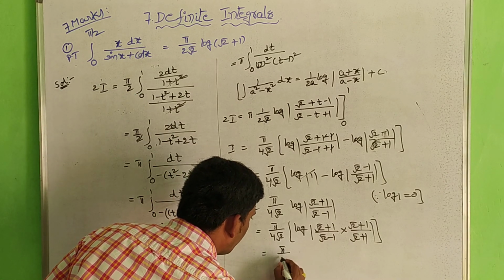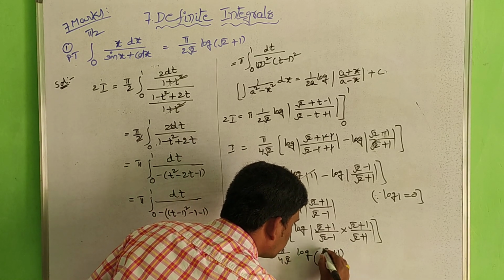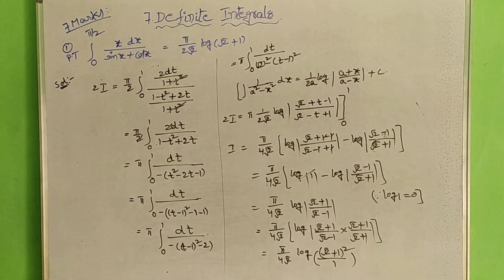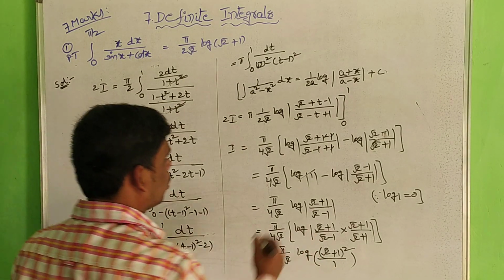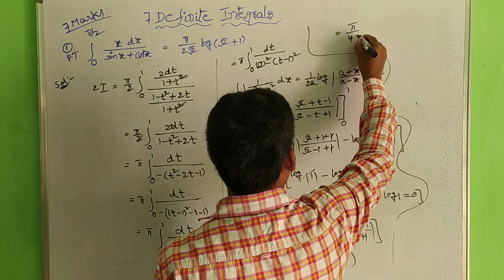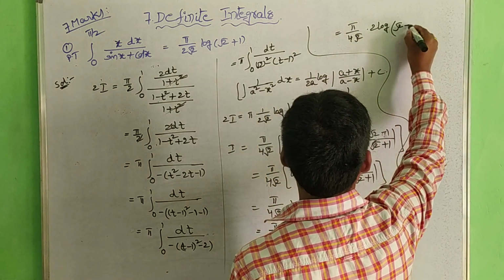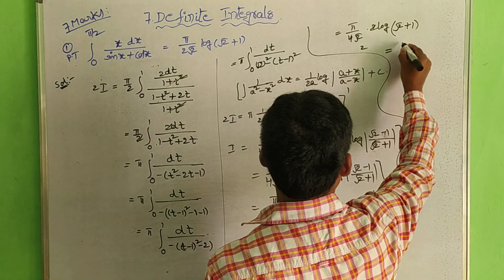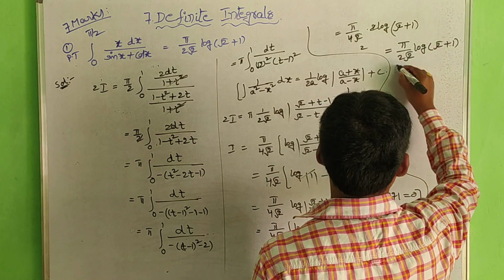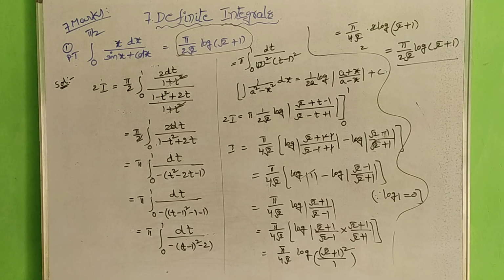That equals pi by 4 root 2 log of root 2 plus 1 whole square by 1. We can apply the log property: log of a power m equals m log a. That equals pi by 4 root 2 into 2 into log of root 2 plus 1. The 2 cancels, giving pi by 2 root 2 log of root 2 plus 1. This is the final answer: pi by 2 root 2 log of root 2 plus 1.